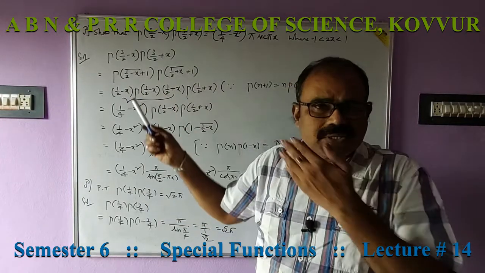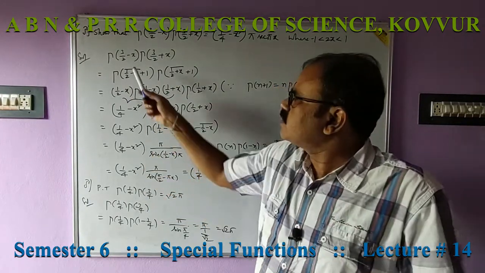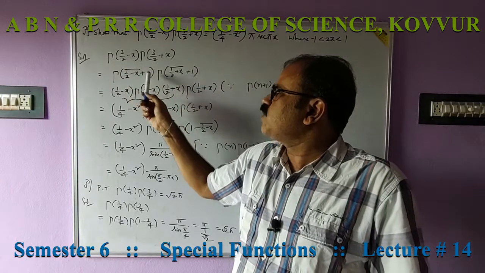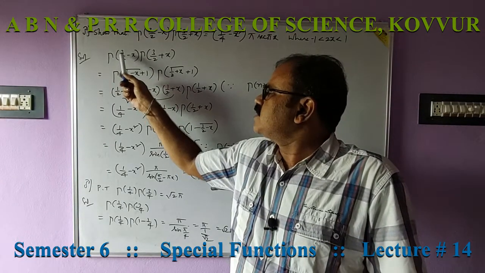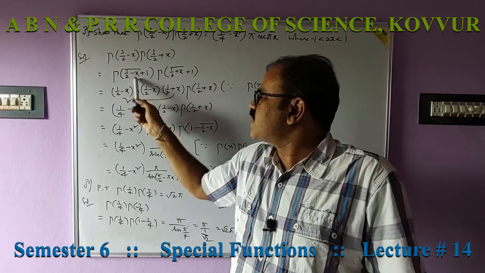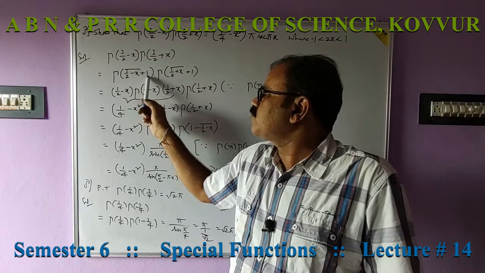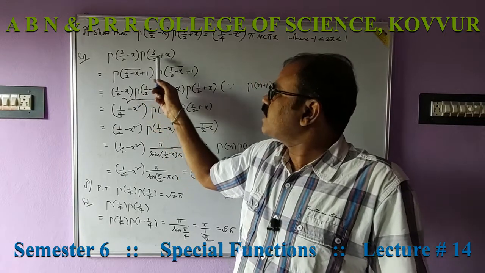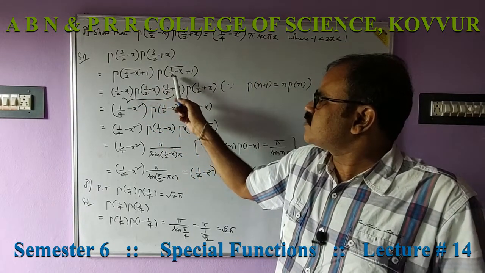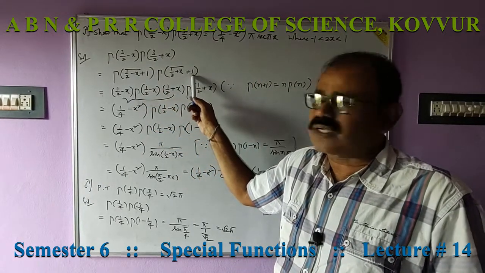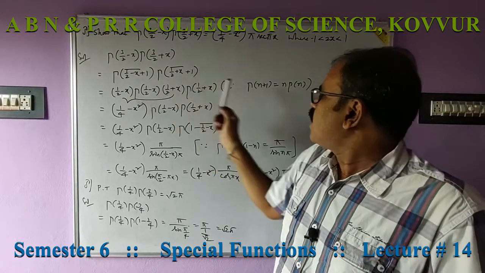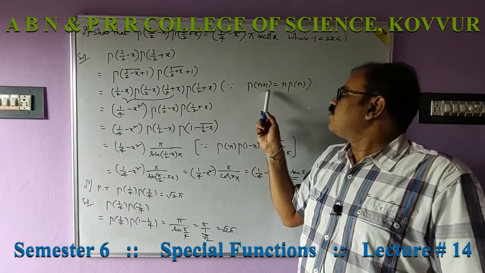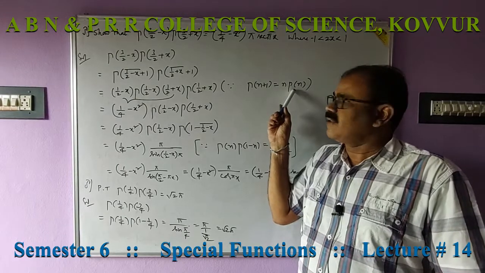3 by 2 can be written as 1 by 2 plus 1. So this is gamma 1 by 2 minus x plus 1. Similarly, gamma 3 by 2 plus x is gamma 1 by 2 plus x plus 1. So gamma n plus 1, as you know, is n gamma n.